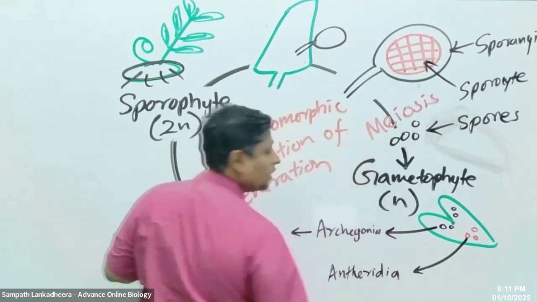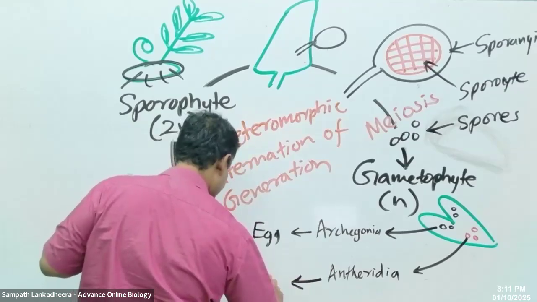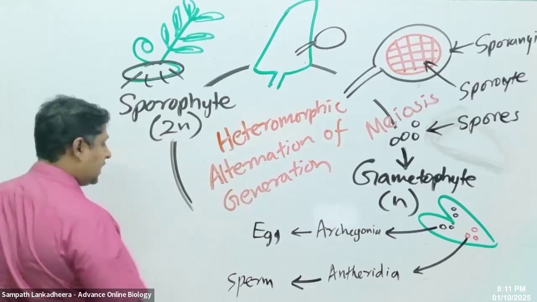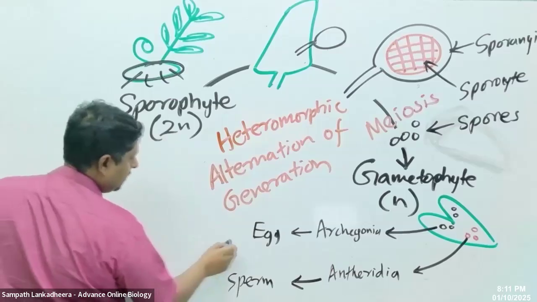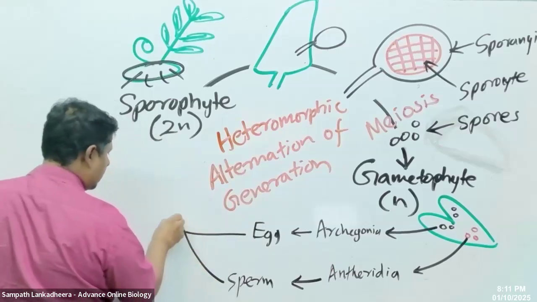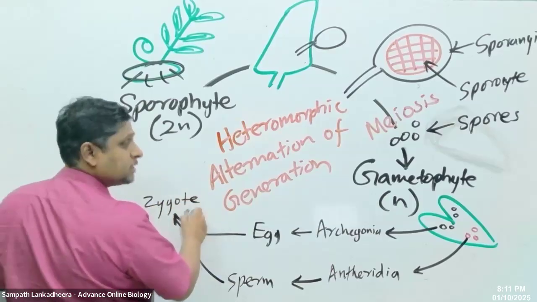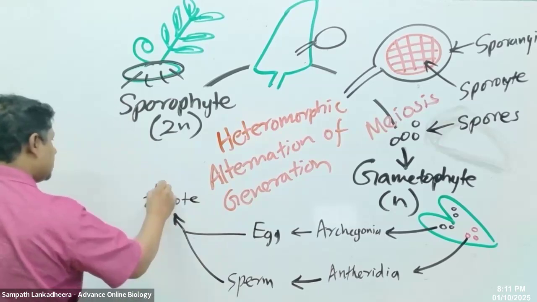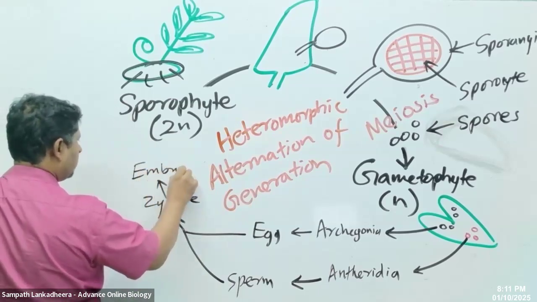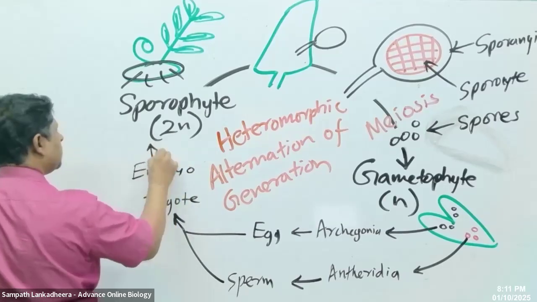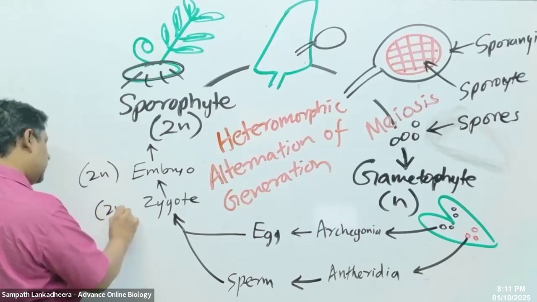Antheridia form sperm. The egg and the sperm unite. The result is a zygote, a single diploid cell. The zygote is now forming an embryo, and the embryo forms the sporophyte. So the embryo is 2n, and the zygote is 2n.